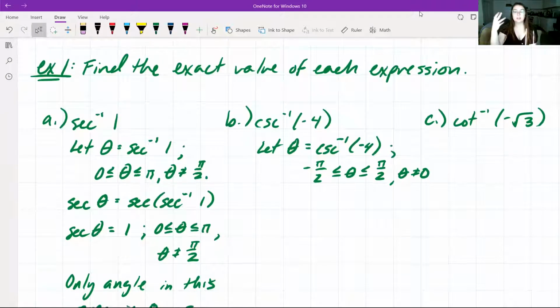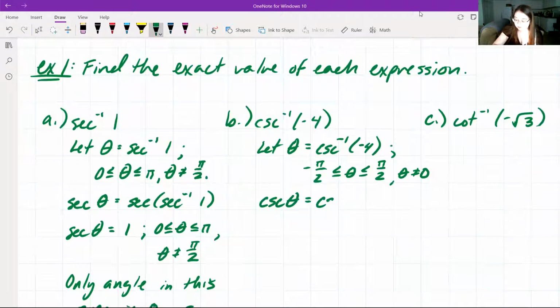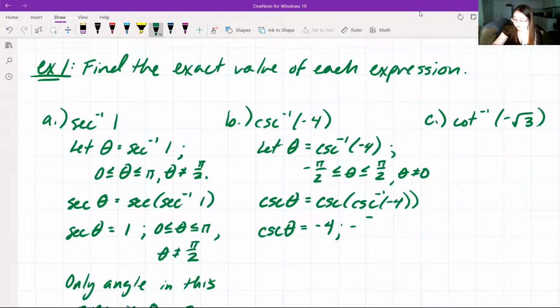Then we want to do the same thing and take cosecant on both sides. When we do, we get cosecant of theta is equal to cosecant of cosecant inverse of -4, which we know just gives us -4. So we're looking for these values here.